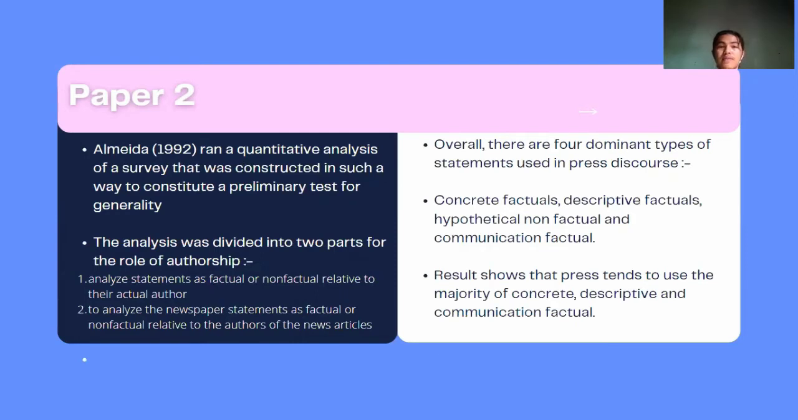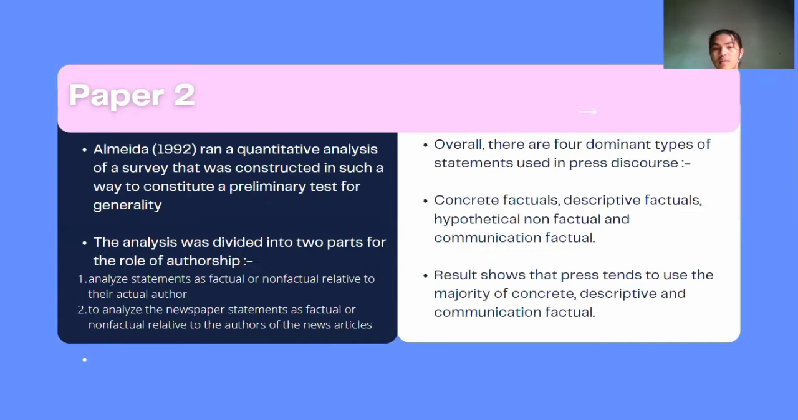Almeida ran a quantitative analysis of a survey that was constructed in such a way as to constitute a preliminary test for generality. The analysis was divided into two parts: the first is to analyze statements as factual or non-factual relative to their actual author, and the second is to analyze the newspaper statement as factual or non-factual relative to the authors of the news article themselves.